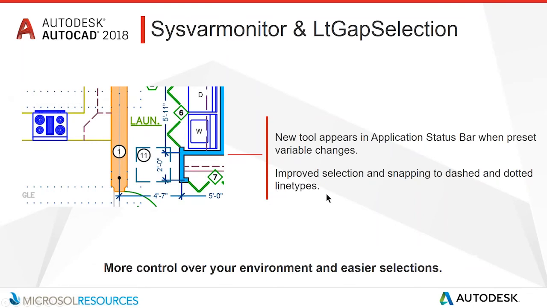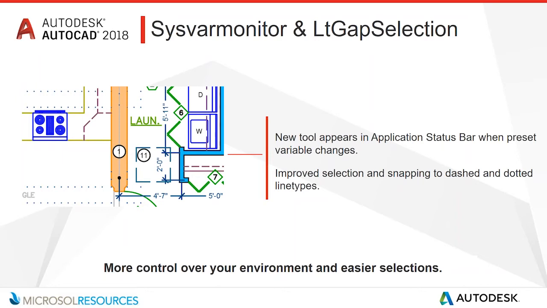So these are a couple of things from previous releases that I wanted to show you, the Sysvar monitor as well as the LT gap selection tool. The Sysvar monitor has been updated a bit so that it will now appear in the application status bar at the bottom of the screen if a system variable changes.